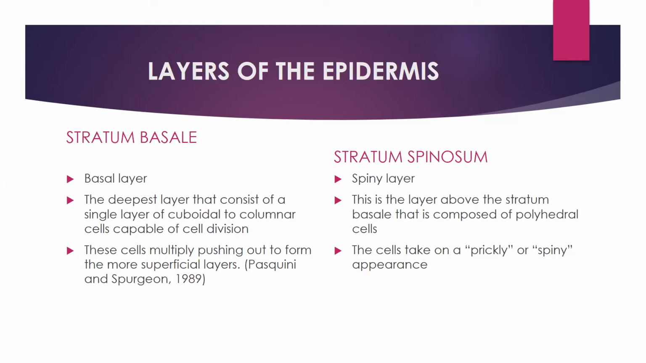Stratum spinosum, on the other hand, is a spiny layer. This is the layer above the stratum basale and is composed of polyhedral cells. They have a prickly or spiny appearance, thus its name is stratum spinosum. These two are collectively known as stratum germinativum.